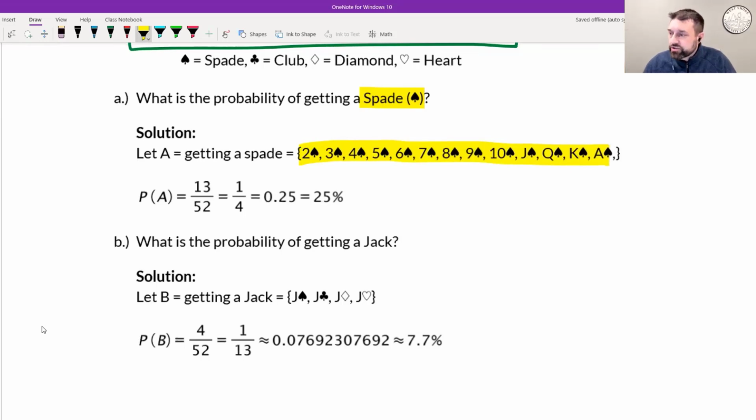Okay, so there's 13 cards that satisfy our condition divided by the sample space, which is all the cards of 52. So 13 over 52 is 1 out of 4, 0.25, 25%. If you reach into a deck of cards and pull one out at random, there's a 25% chance that you drew a spade. Get it? Got it. Let's go on.